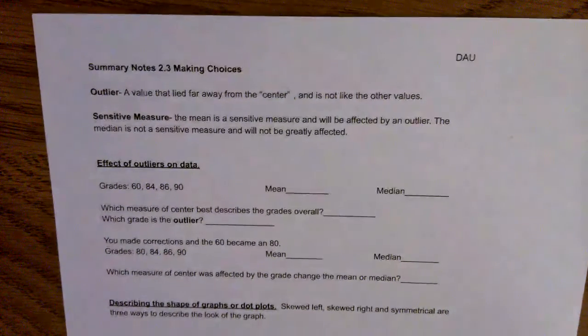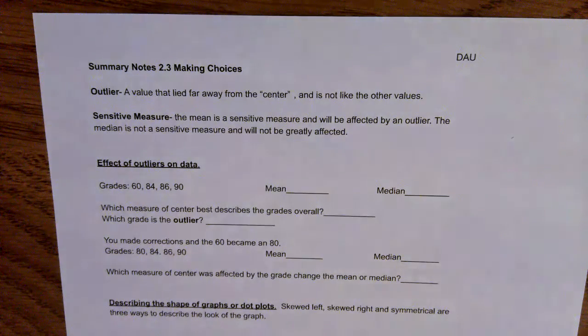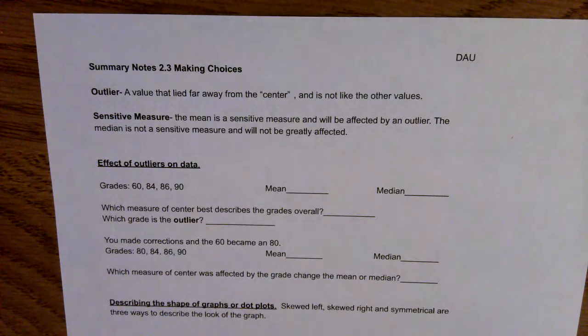Hello everyone, this is the Summary Notes 2.3 and Data About Us, Making Choices. So now we've gone through mean, median, mode, range, and all the different kinds of things for looking at numbers that are typical. Now we're going to use them to also analyze what would be better and how our mean and median are affected by our data.